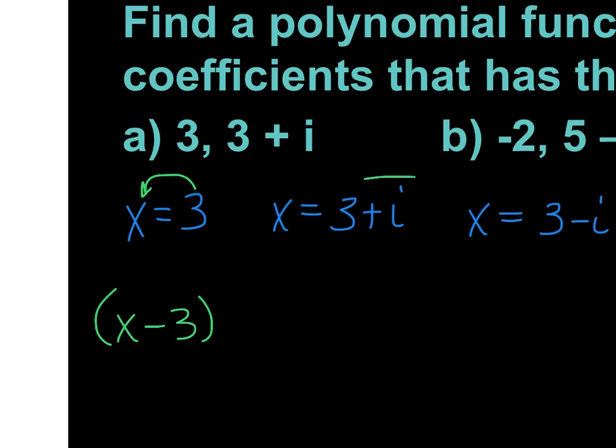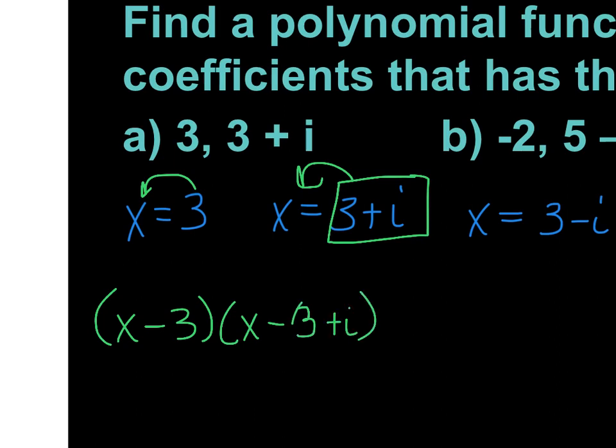Now look, this is one number. It's a complex number. It has a real part and an imaginary part. But is it positive or negative? It's positive. So if I move this over, my parenthesis says what? x minus (3 plus i). Okay. You guys see that?